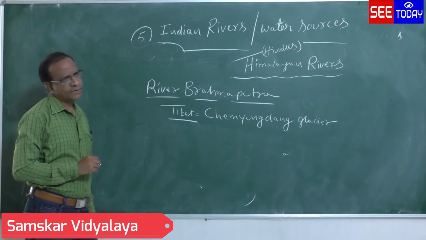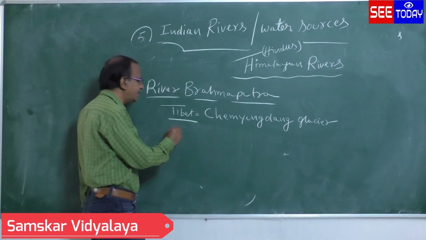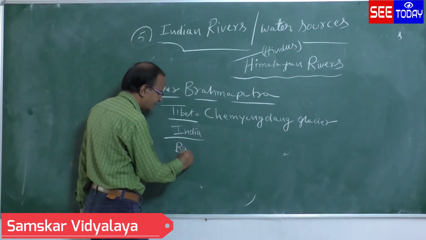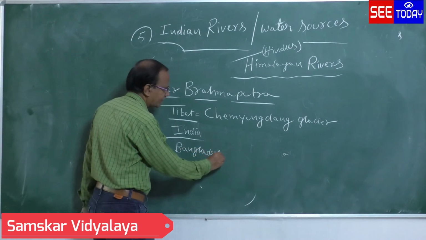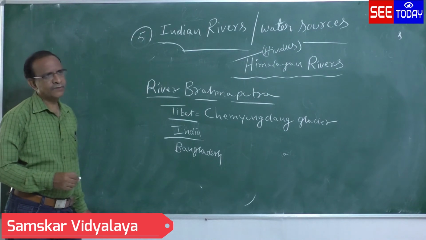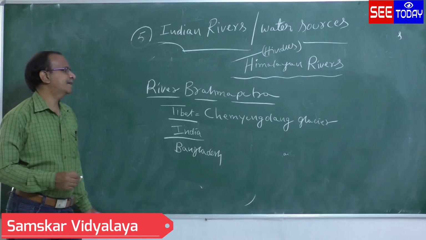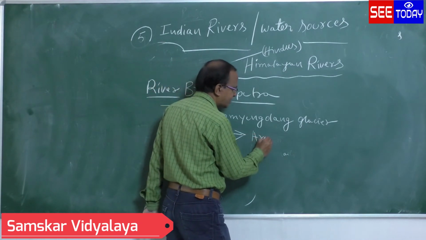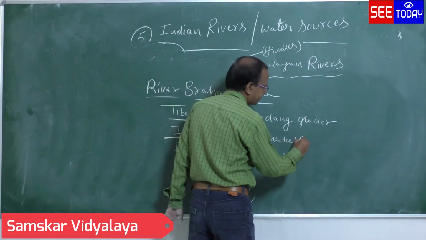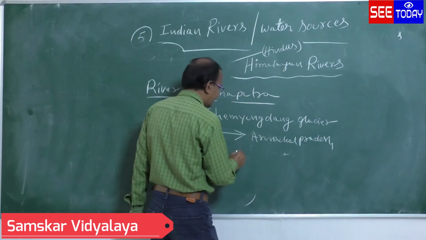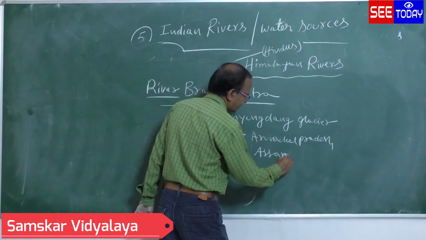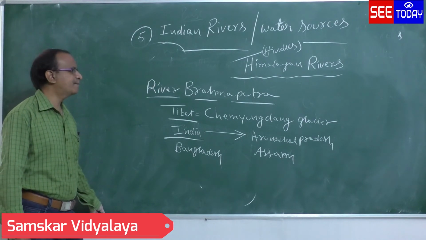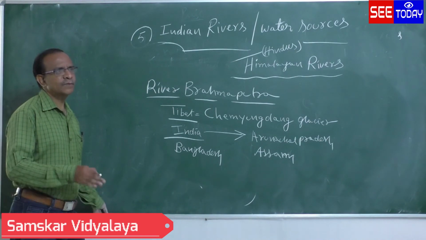This river Brahmaputra flows not only in Tibet but in India also, and not only in India but in Bangladesh also. In India, especially two states are targeted. One is Arunachal Pradesh, and the other one is Assam. In these two states, this river Brahmaputra flows, facilitating much more.